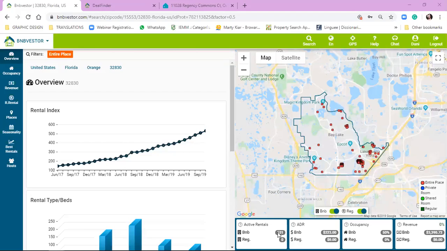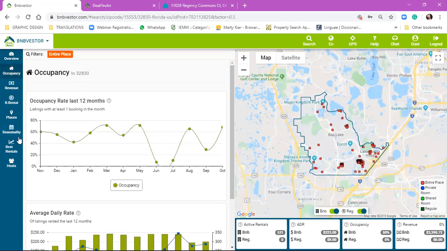In this area, so we have, wow, 531 active B&B rentals and 0 regular rentals. So we have nothing to compare this to. But you can see that the average daily rate is $223, and it has an occupancy of 50%. Why does it have an occupancy of 50%? Because you can see that it goes down, so this one affects very, very much.